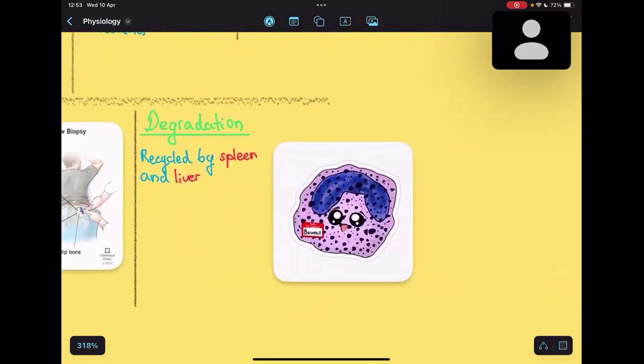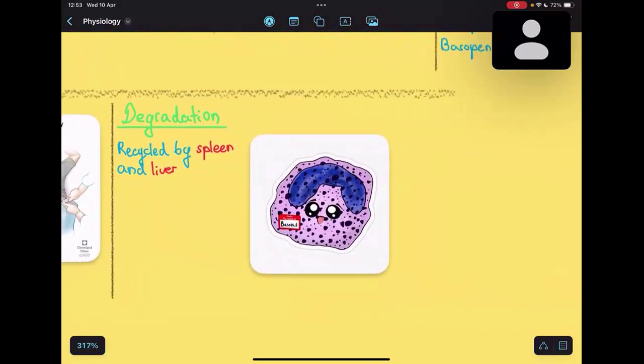And once it degrades after those 2 days, it's basically recycled by the spleen and liver, and is used for other cellular components, or they're just getting rid of if they're too old or non-usable.